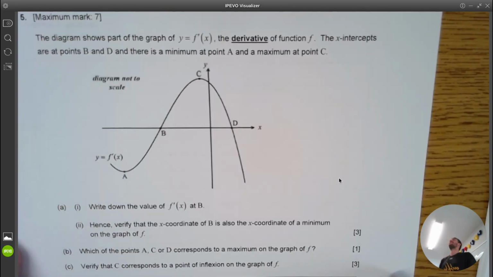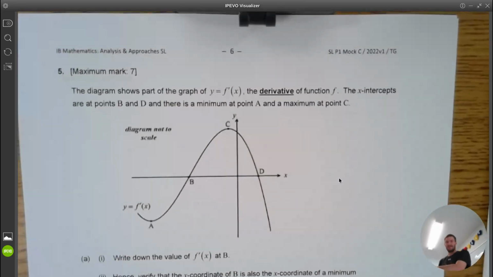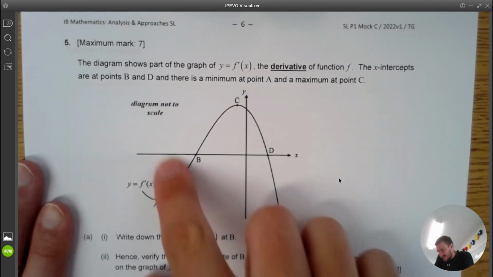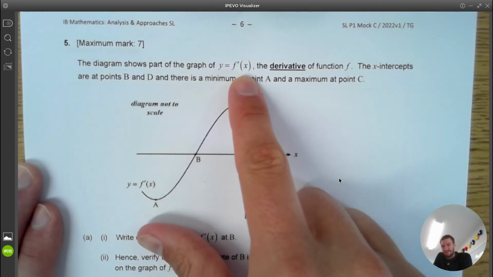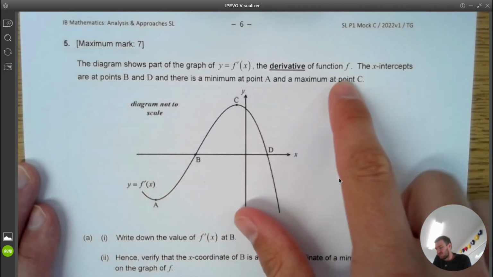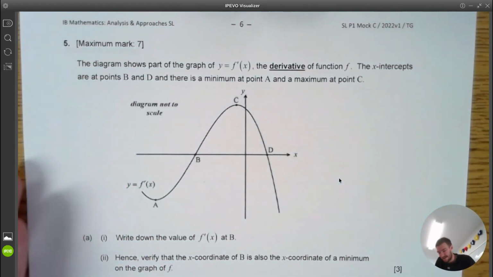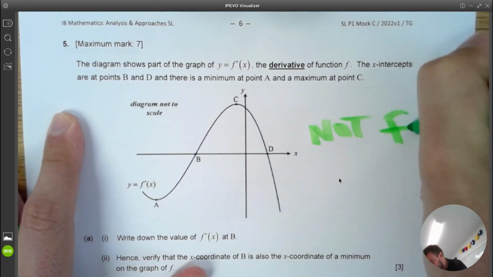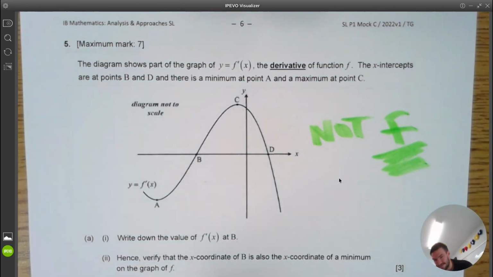Oh, these are my favorite questions. I'm rewarded for doing stats by being given a graph of a derivative, my absolute favorite. The diagram shows the graph of f prime, the derivative of f. So this is the derivative. This is not f. I might even write on here just to make sure I'm clear. This is not f. I do not want to mess that up.